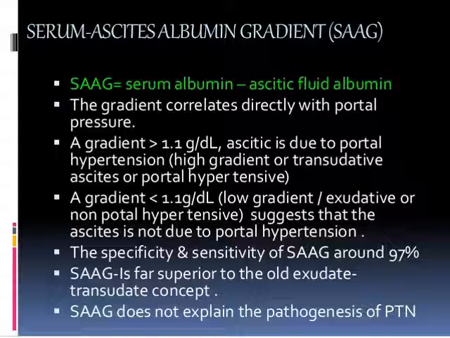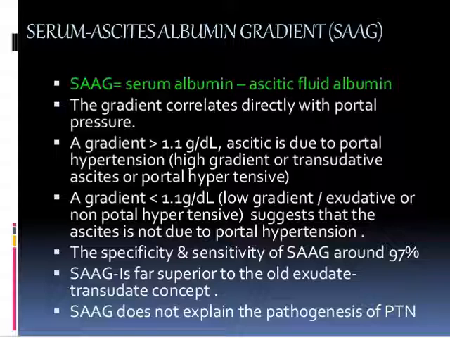A gradient more than 1.1 gram per deciliter indicates that ascites is due to portal hypertension: high gradient, or transudative ascites, or portal hypertensive ascites. A gradient less than 1.1 gram per deciliter, low gradient or exudative or non-portal hypertensive, suggests that the ascites is not due to portal hypertension. Specificity and sensitivity of SAG are around 97%. SAG is far superior to the old exudate-transudate concept. SAG does not explain the pathogenesis of portal hypertension.